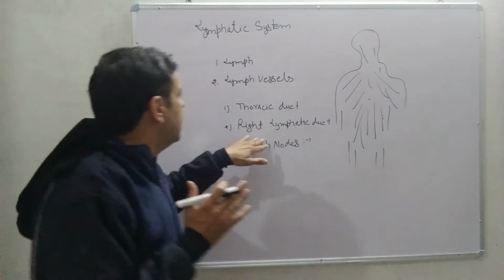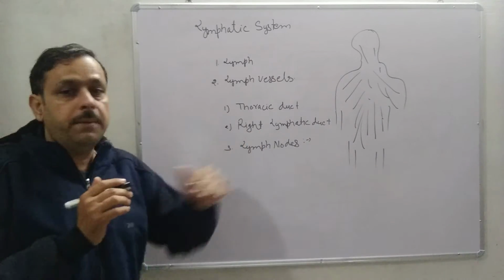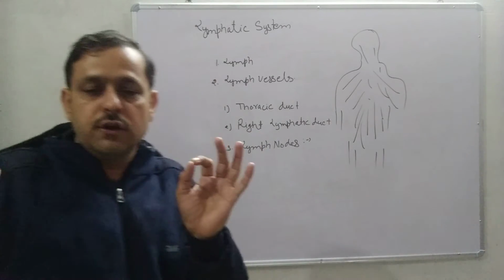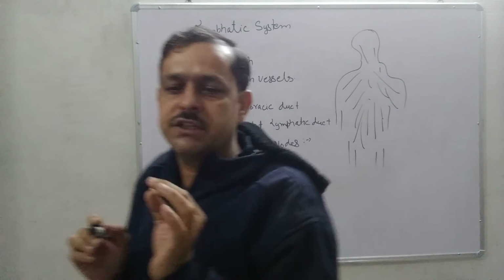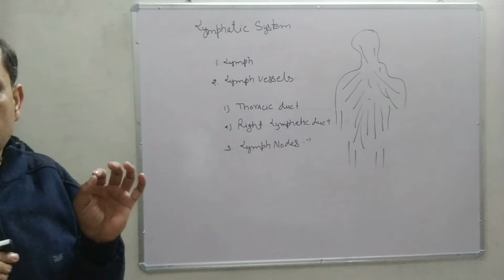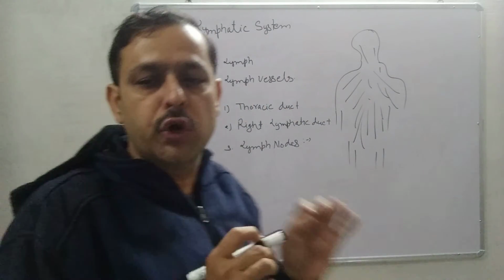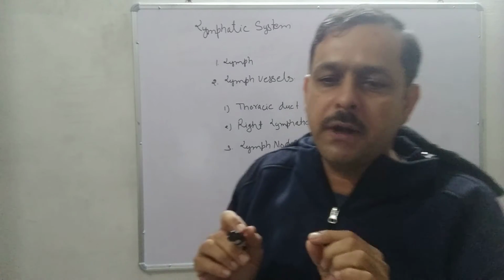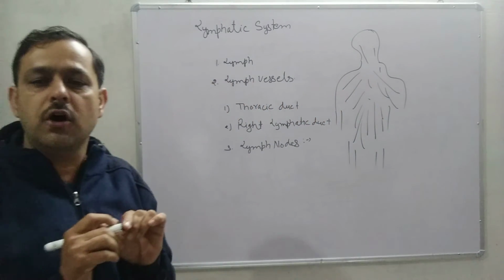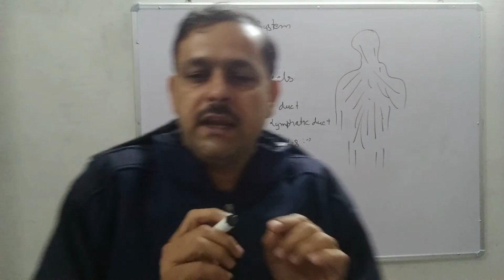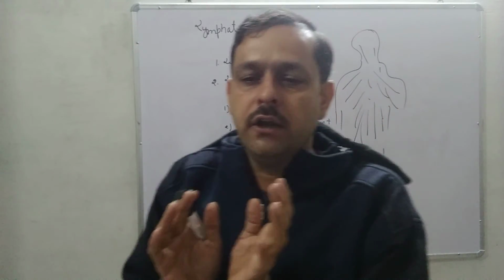Next, second, right lymphatic duct. This is located in the neck. It collects lymph from right part of head, neck and forelimb and thorax. This opens in the venous system right into the joining place of right subclavian vein and right carotid vein.